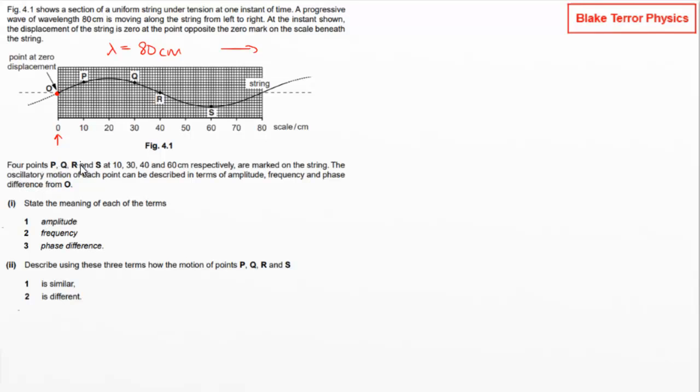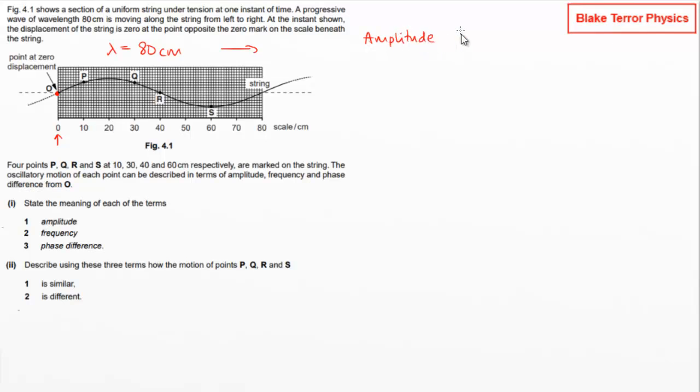4 points P, Q, R, and S at those positions are marked on the string, P, Q, R, S, yep. The motion of each point can be described in terms of amplitude, frequency, and phase difference from O. So state the meaning of each of these terms. So yeah, starting off with some definitions then. So let's go with amplitude first.